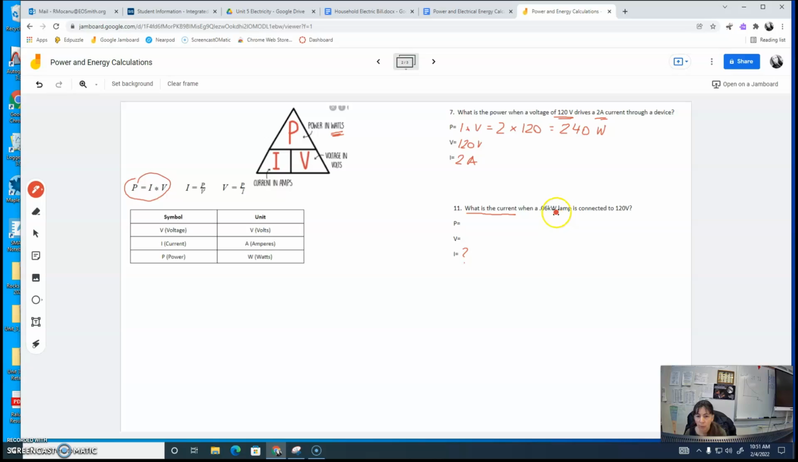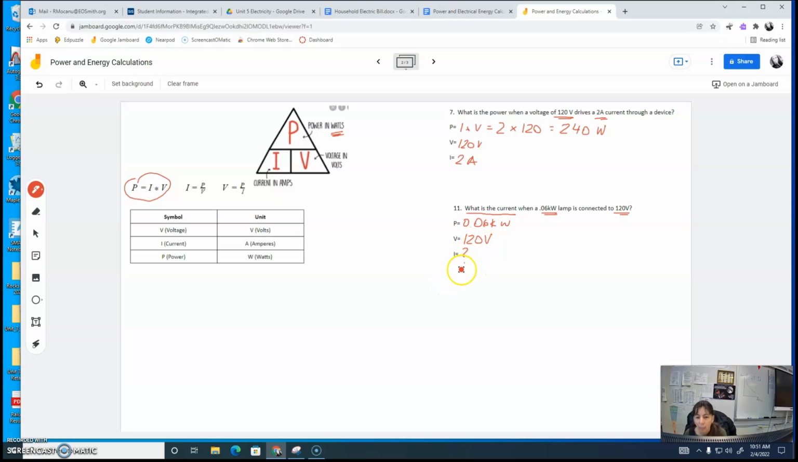When a 0.06 kilowatt lamp, so what is this 0.06 kilowatt? That is power. How do I know that? Because kilowatts and watts are units of power. Okay, so that is giving me the power. So 0.06 kilowatt lamp, that's the power, is connected to 120 volts. What is 120 volts? Well, that must be a voltage. And how do I know that? Because volts are a unit of voltage. Right here, volts are the unit for voltage, okay? So the voltage is 120 volts.